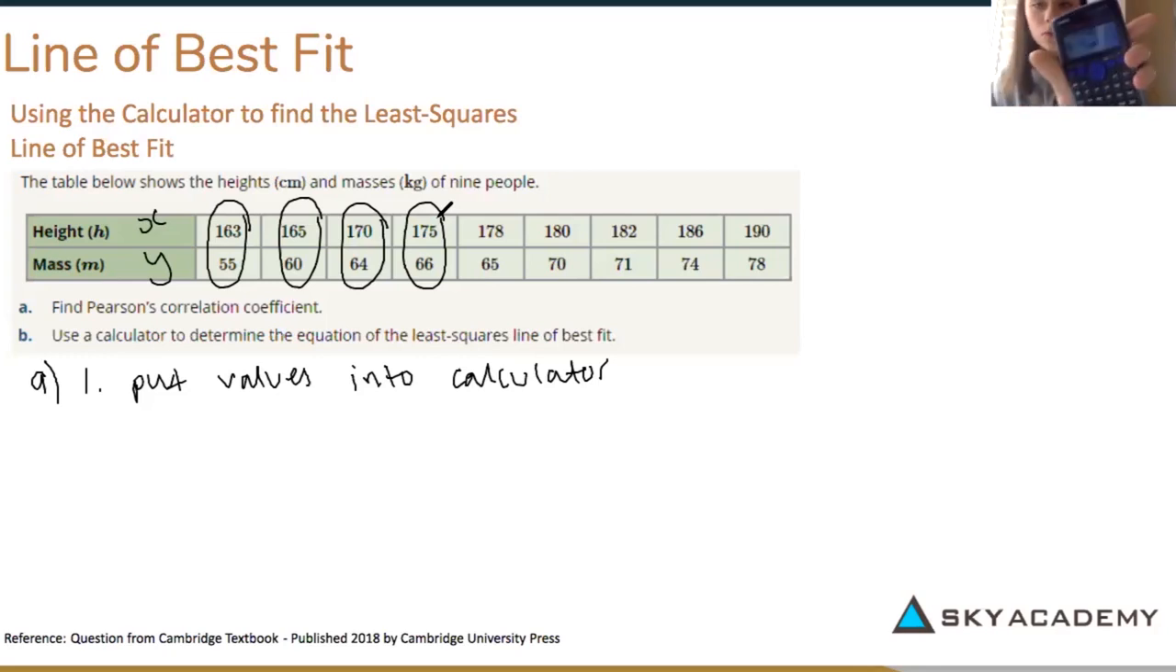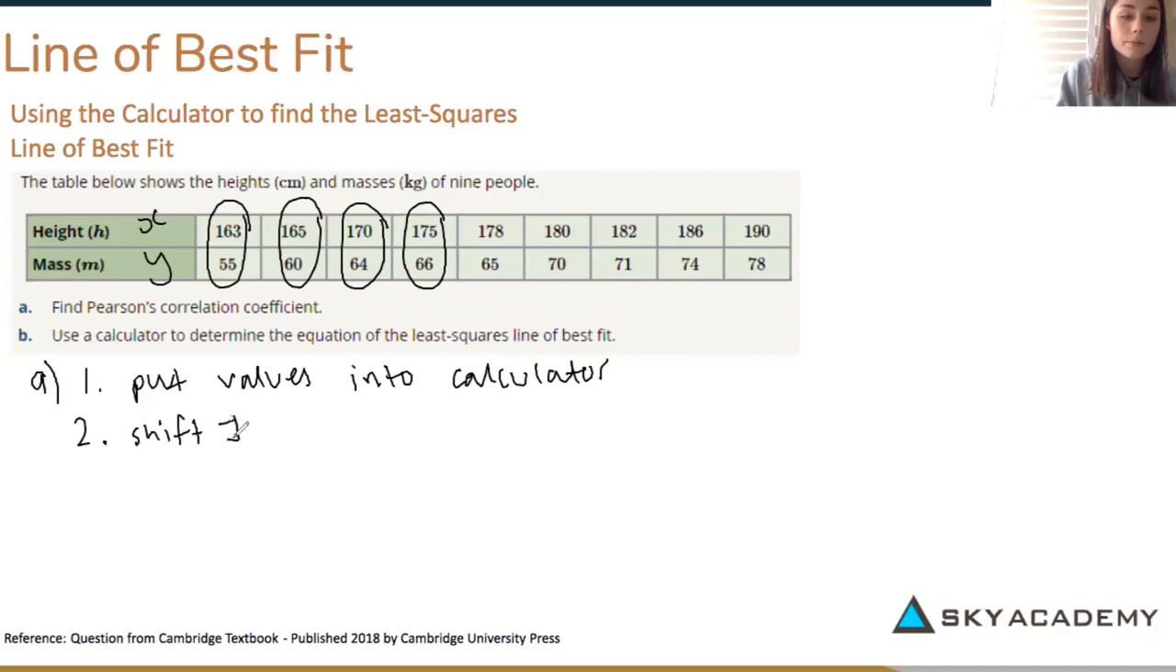Once you've put all the values into your columns, you can press the orange AC button, and there should be a 0 down in the corner. That indicates that we're in stat mode, and any calculations we do will be based on the values that we just put in. Once we've done that, our second step is to press Shift 1.